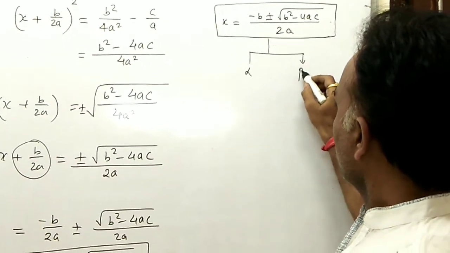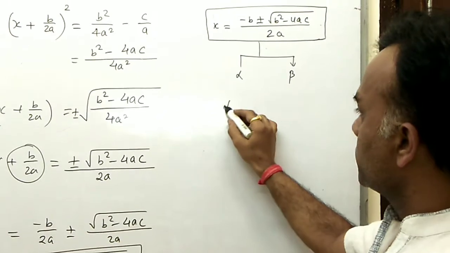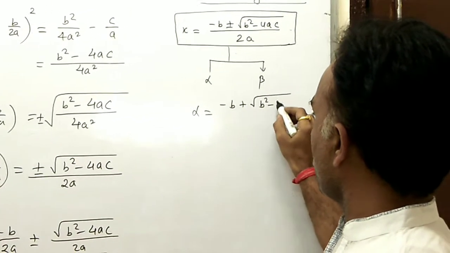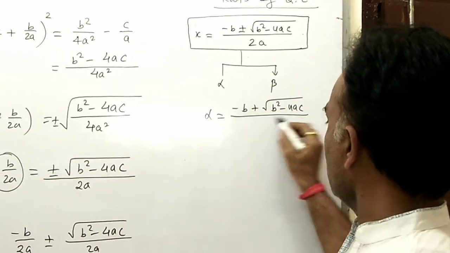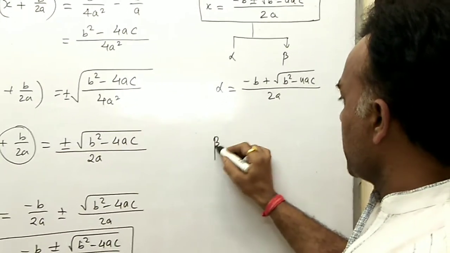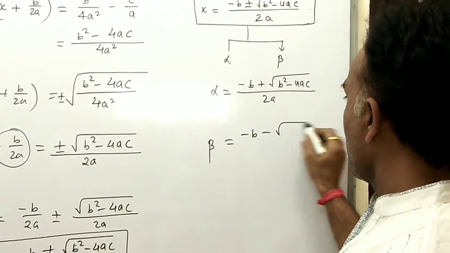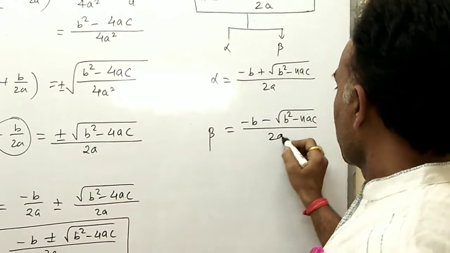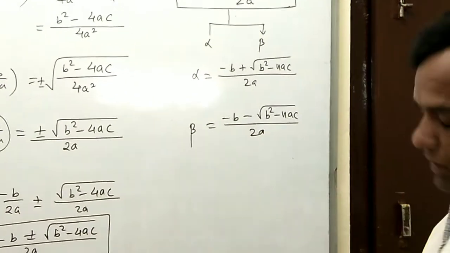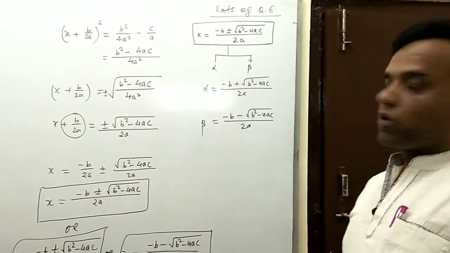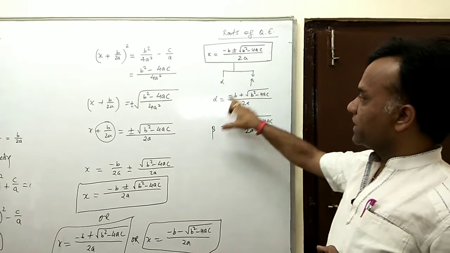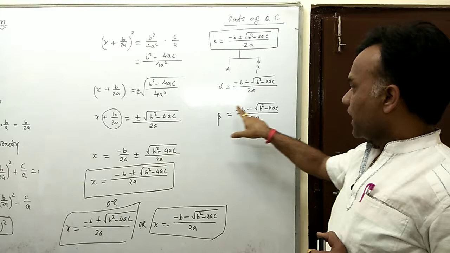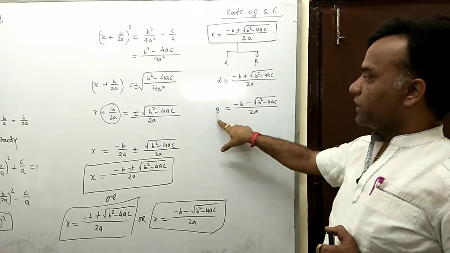There are two roots. Alpha equals minus b plus under root b square minus 4ac upon 2a, and similarly beta equals minus b minus under root b square minus 4ac upon 2a. So in this formula we use the concept of roots of the quadratic equation. There are two roots, alpha and beta; the value for the plus sign is alpha, and the value for the minus sign is beta.